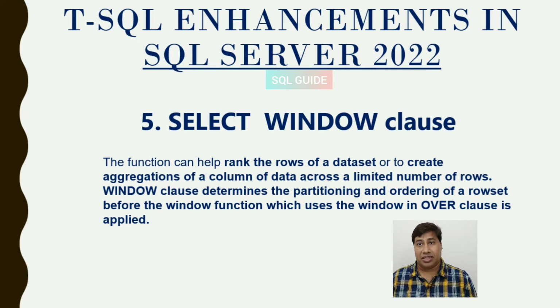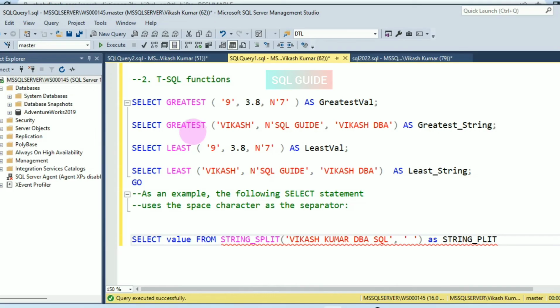Suppose you are creating statistics from your application code; in that scenario it will be very helpful. The SELECT WINDOW clause is another new feature added in SQL Server 2022. The WINDOW clause determines the partitioning and ordering of the row set. Let's connect with SQL Server Management Studio to show you how to run all these new features added in SQL Server 2022.